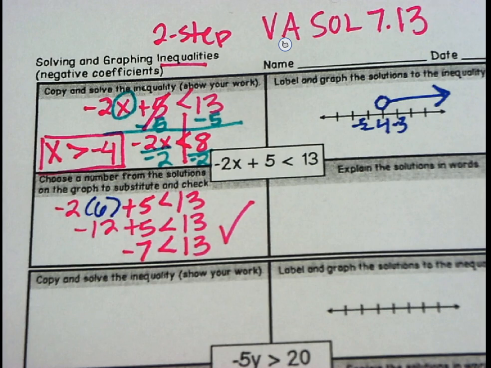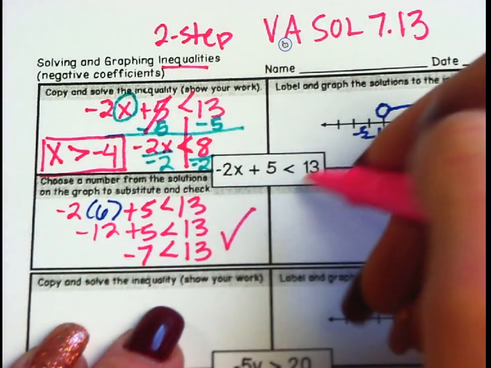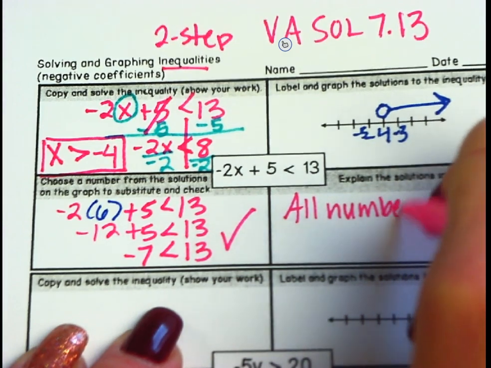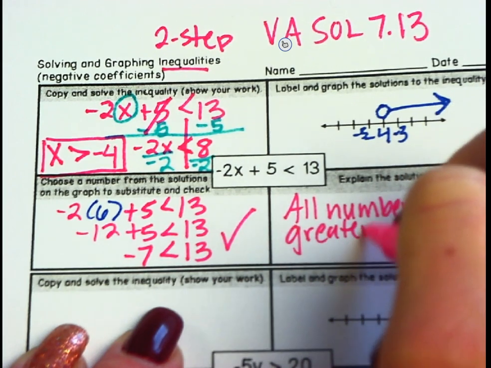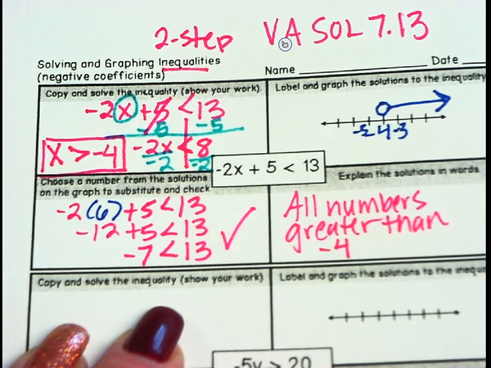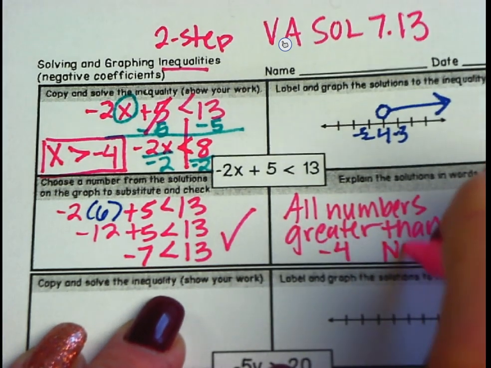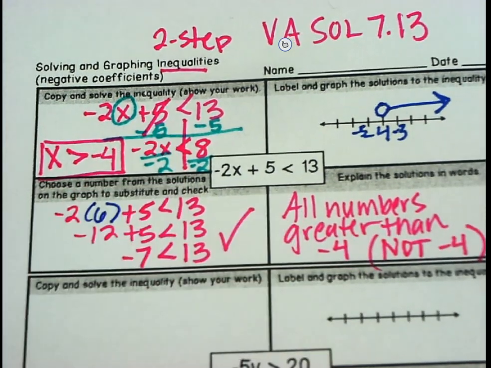So the solution in words would be, the solution set would include all numbers greater than negative 4. So it doesn't include negative 4, right? Just greater than negative 4. So write not negative 4. Not negative 4 because it's greater than negative 4.